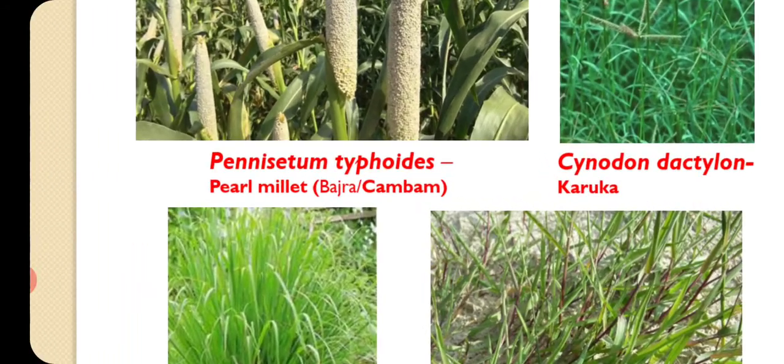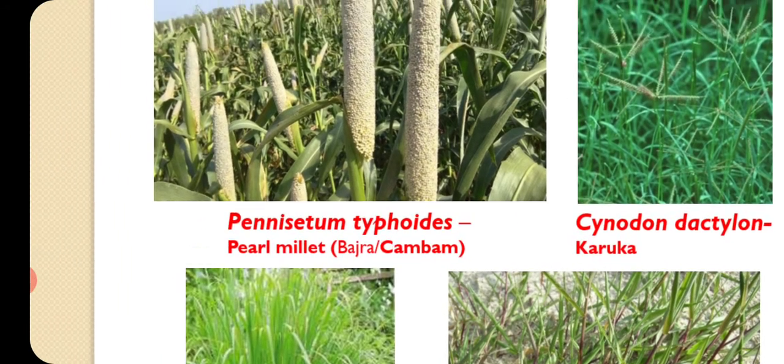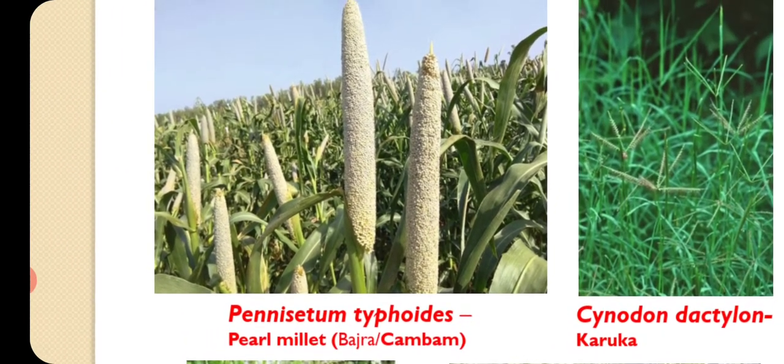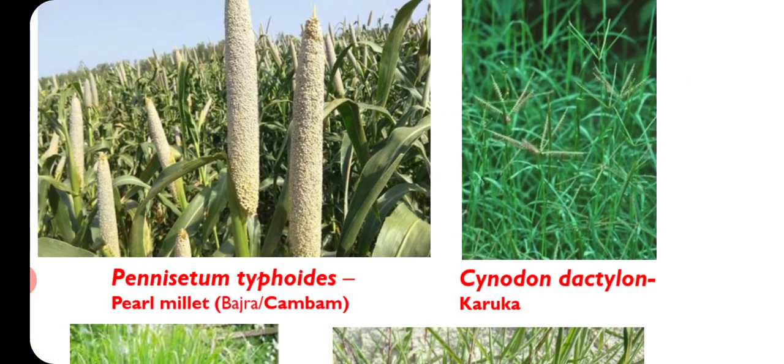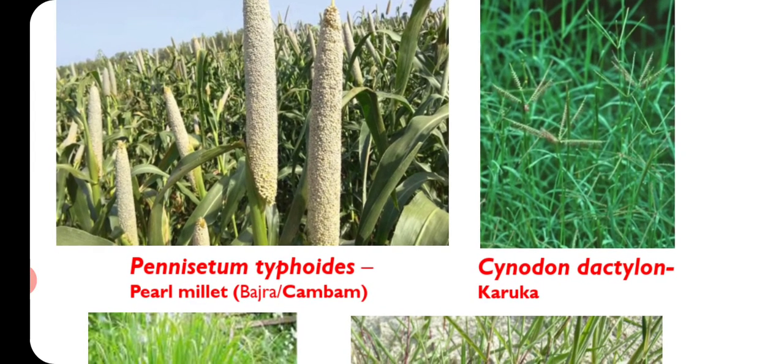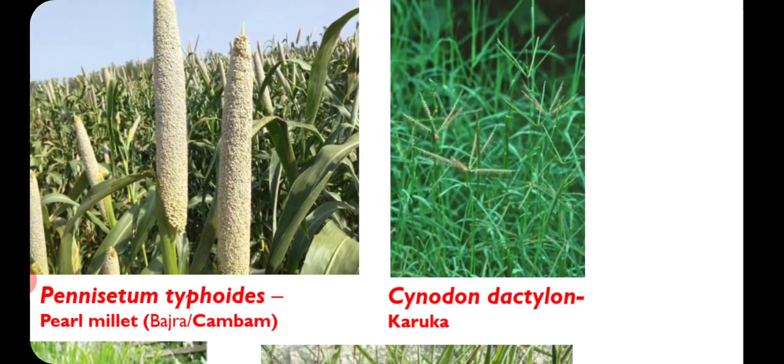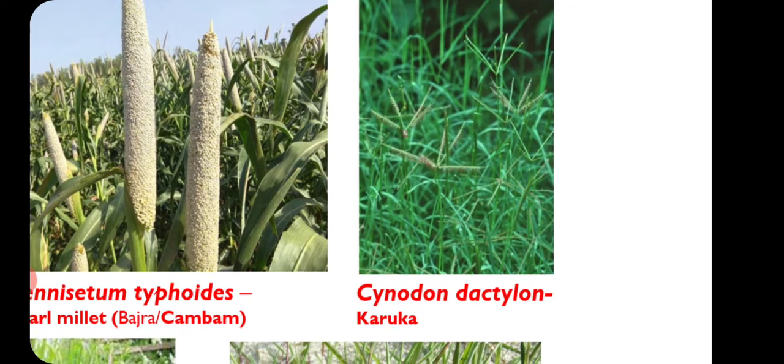This is Pennisetum typhoides, that is pearl millet. In Hindi it is bajra, in Malayalam it is kambam. And actually, we are not very familiar with this kambam. Okay. Then Cynodon dactylon, that is karagapullu. Then here it is Cymbopogon, that is lemongrass actually.